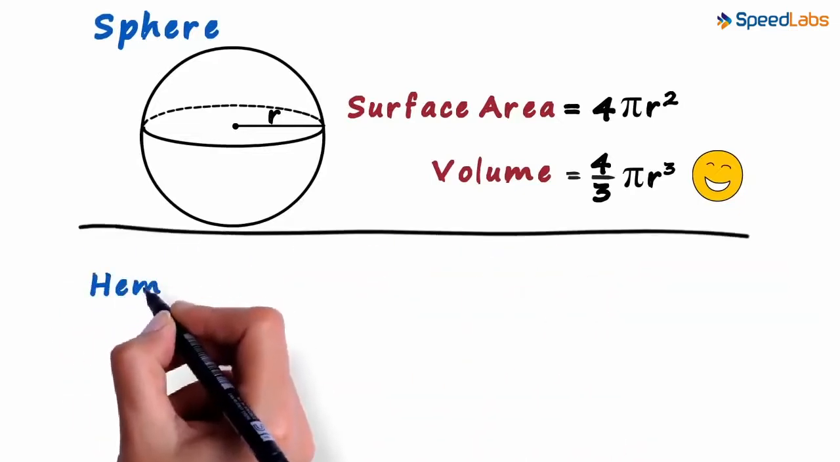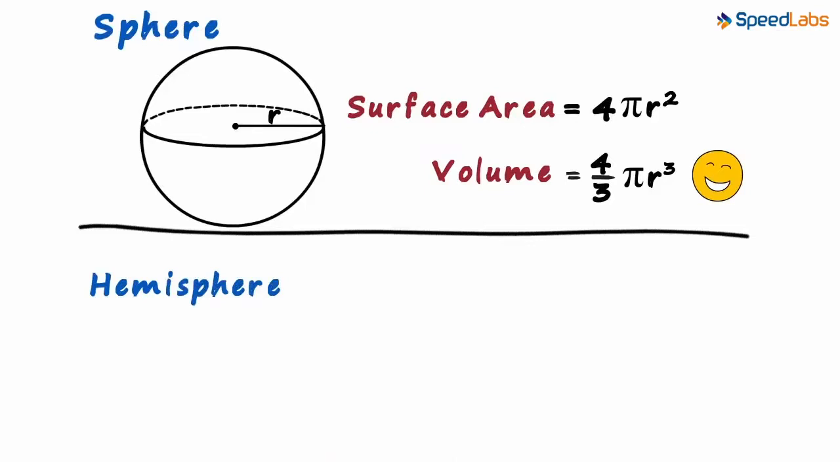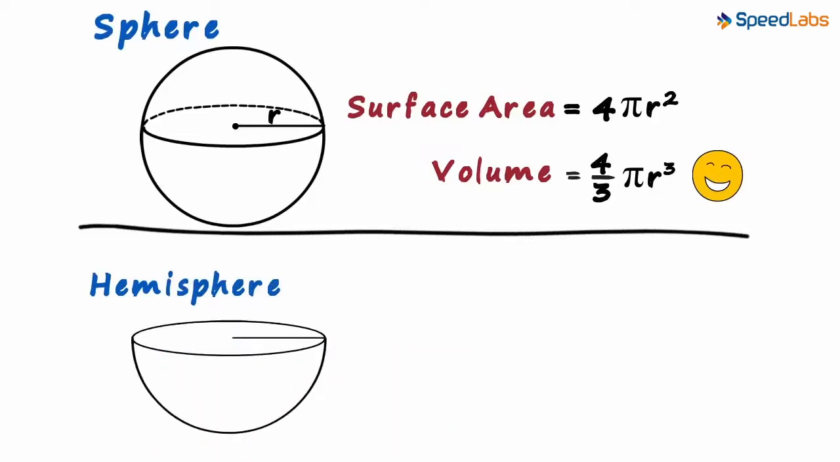And what is a hemisphere? A hemisphere is half a sphere. Let's say it has a radius r. We have just cut the sphere horizontally and we are looking at the bottom part.